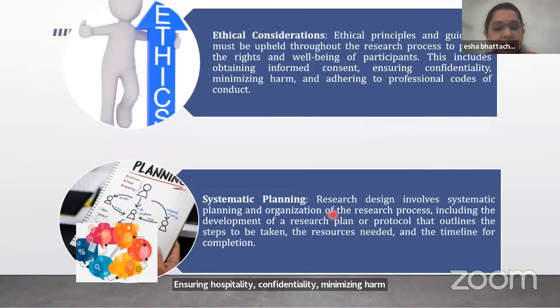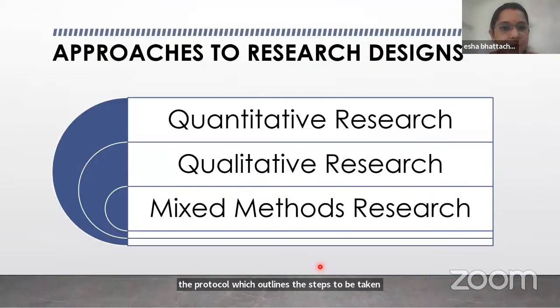And finally is the systematic planning, which involves including the development of the research plan or the protocol, which outlines the steps to be taken, the resources which are required, and the timeline for completion. From this, we come to three major approaches which we use when it comes to designing a research. It can be quantitative, it can be qualitative, or it can be a mixed methods research.